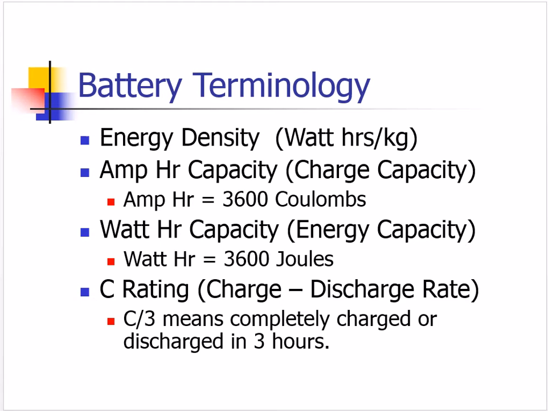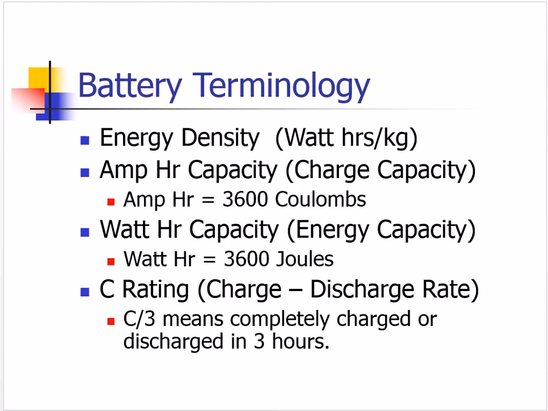There's some terminology that we need to understand here. Energy density is watt hours per kilogram, how much energy for the weight of the battery. The amp hour capacity of the battery, an amp hour is 3,600 coulombs. So this is just basically how much charge we can put into the batteries. The watt hour capacity is the energy that we can put into the battery. So, amp hour capacity and watt hour capacity are a little bit different.